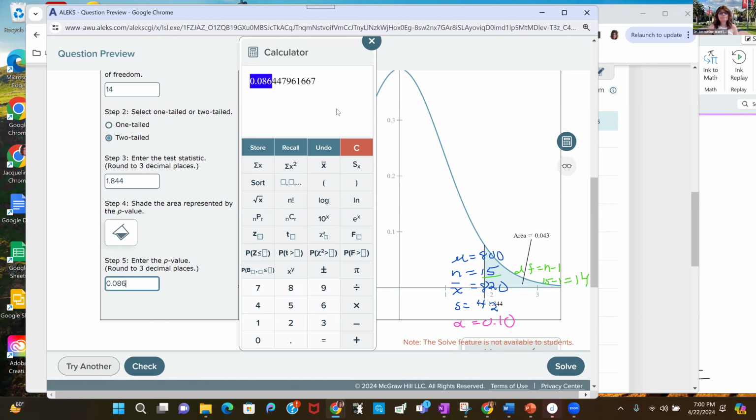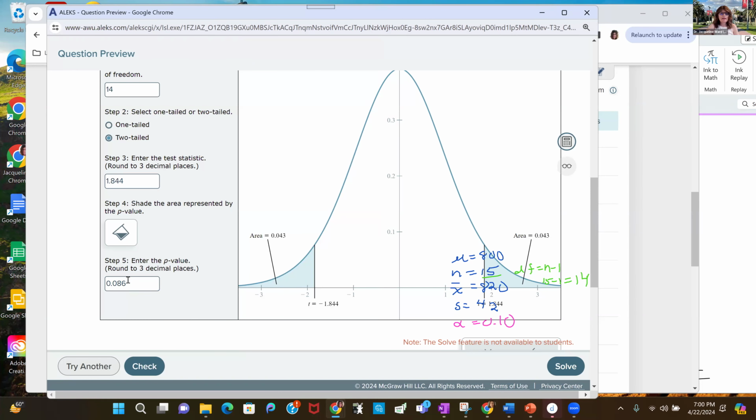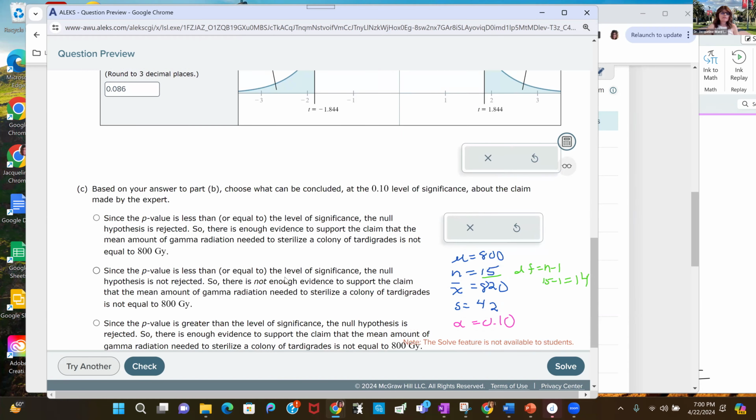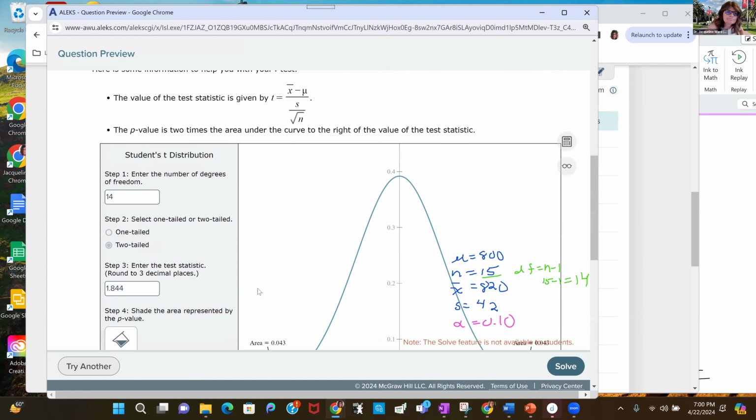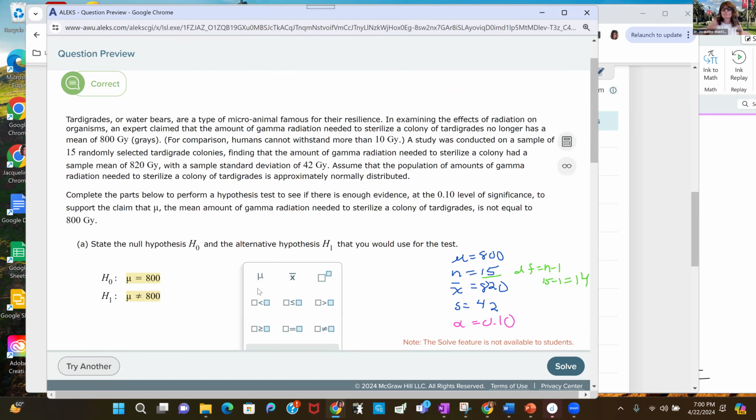0.86. Okay, and that is less than alpha. So the null hypothesis is rejected. Okay. It's all the same idea.